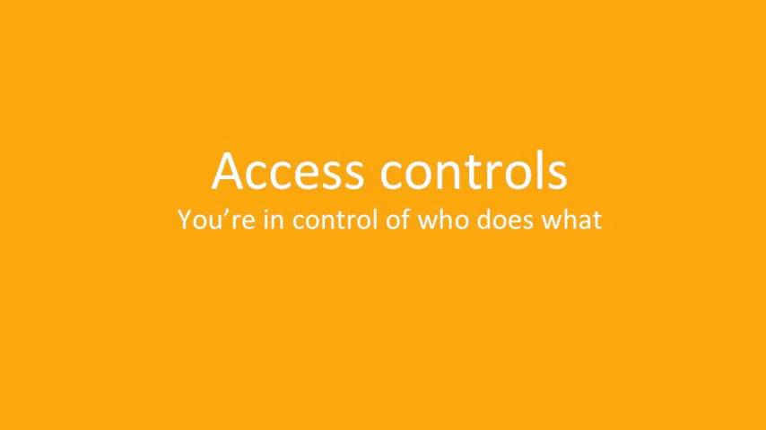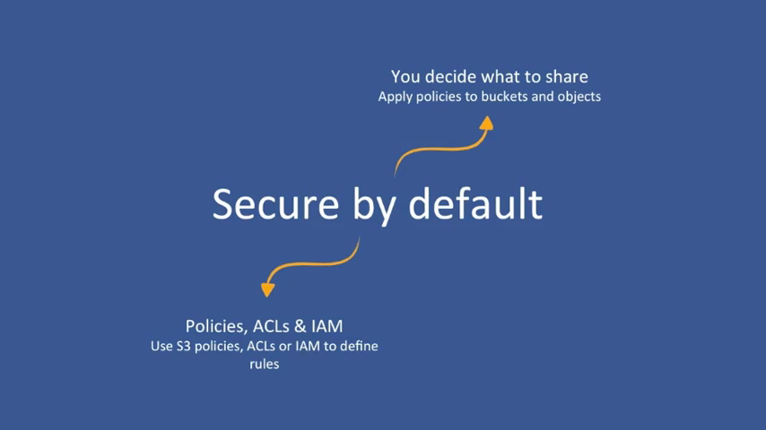Okay, so getting data in, ensuring it's encrypted and so on, all well and good. How do you control who can see what in S3 and who can do what in S3? So we provide you with a set of access controls that enable you to control who does what. S3 is secure by default. By default, only you can access the objects that you place within those buckets, and you have to decide what to share and how to share it. We give you some tools to do that, in terms of policies that you can apply to buckets, access control lists, and IAM integration, identity and access management integration.